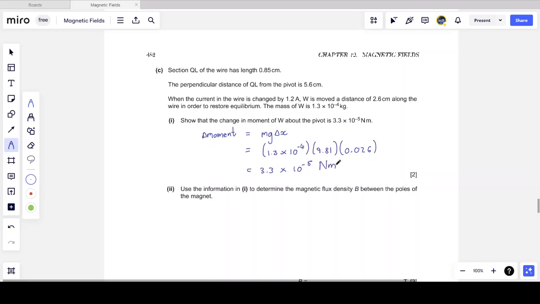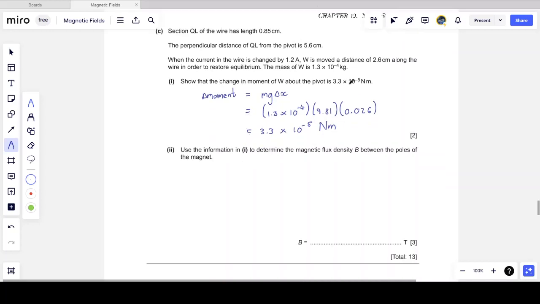So I had equilibrium, I increased the current, which caused the entire wire to move around its pivot. It's very difficult for me to calculate what the change in moment would be from those forces, but I didn't need that because to balance out the moment, I would just have to figure out what the change in moment is on the other side, that is how far I've moved the mass to restore equilibrium. And so mg delta x would be a much cleaner way of calculating the change in that moment. So I get 3.3 times 10 to the minus 5, don't forget the units is Newton meters, which is what they asked us to show.